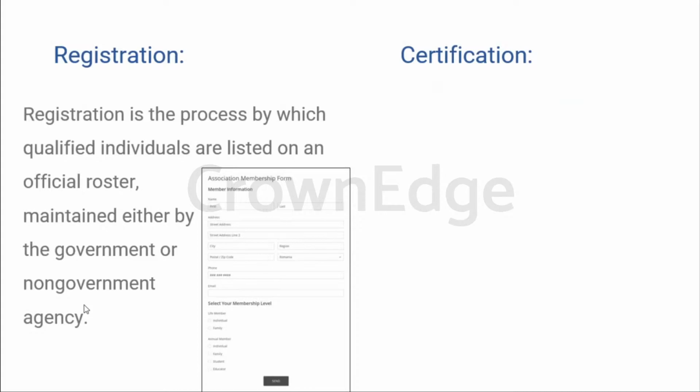For example, we are all members of the Dental Council of India through our state dental councils, or IDA members, or you may have a local club or a local agency like Lions or Rotary. You have a membership form. You fill it, and your name automatically gets added into the official roster of that particular agency.